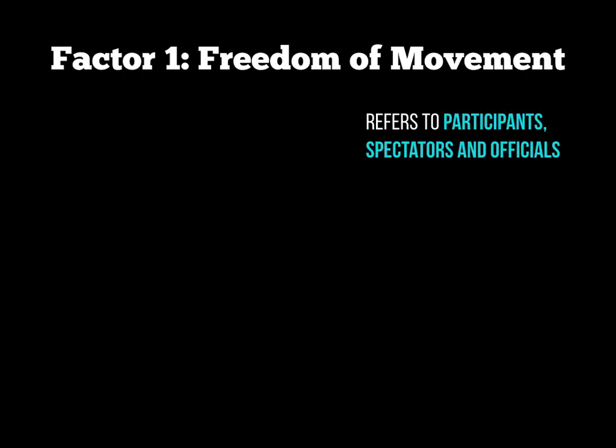So let's look at the first factor, freedom of movement. When we talk about freedom of movement in sport, we talk about participants, so players. They are now freely able to move around countries or continents in the 21st century. Spectators, people can go and freely watch different events and world events in the 21st century. And of course, officials need to be able to travel and move and work alongside these events and national governing bodies to officiate certain sports.